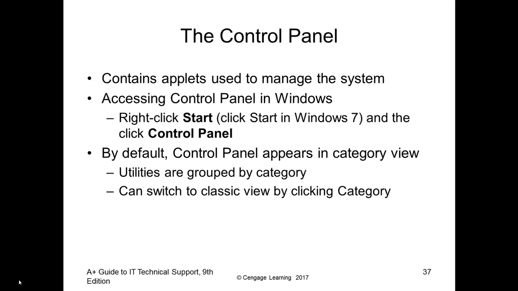There's a couple different ways that you can get to the control panel. You can actually right-click on the Start menu within Windows 7 and click Control Panel. You can also left-click on the Start menu, and the control panel is on the right-hand side. Okay, one of the things is by default, the control panel is going to show up in what's known as category view. Okay, which we'll see here in a second.